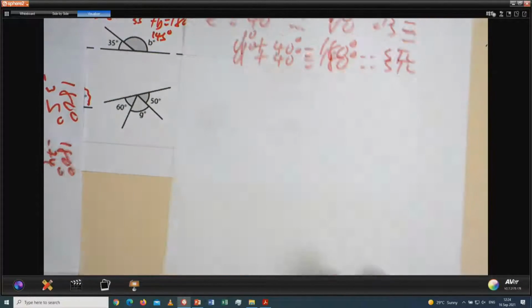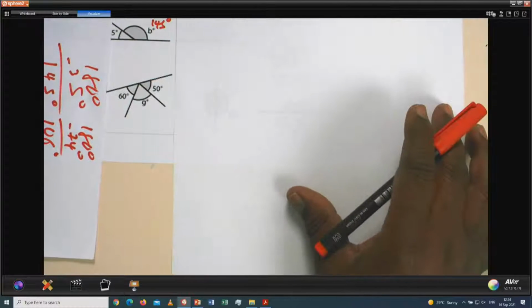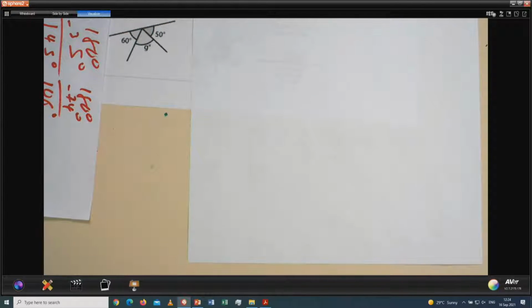Now let's go to our second one. What do you have? Do you have vertically opposite angles? No. Do you have neighboring angles? Yes. Are they on a straight line? Yes. Now you check.